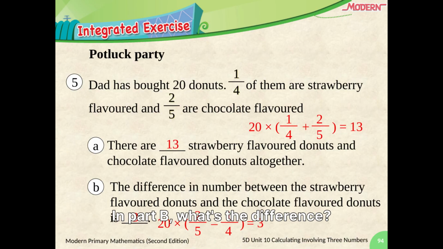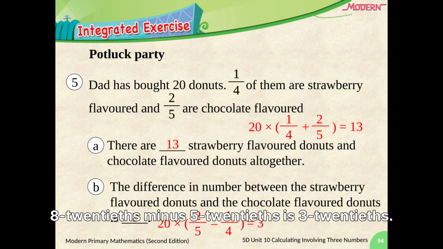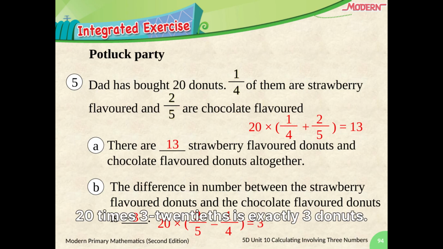In Part B, what's the difference? 20 times the subtraction, 2/5 minus 1/4. 8/20 minus 5/20 is 3/20. 20 times 3/20 is exactly 3 donuts.